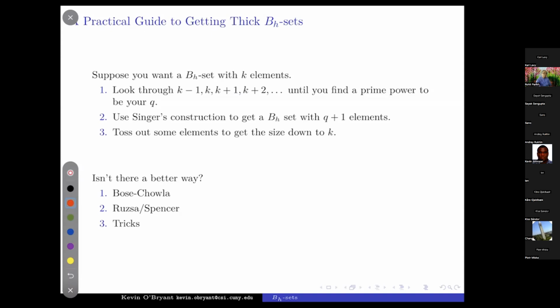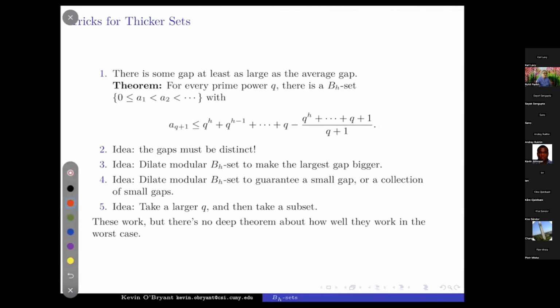But there's also quite a few tricks that we can use, and I've already talked about that a little bit. We can dilate and translate to try and do better, so that when we throw out elements to get it down to size k, maybe something better happens. All right, so here are some of the tricks that people have used. One is that you don't just have a gap at the end, you can move to have the largest gap. Right, so you've got q+1 elements mod n, that's q+1 gaps. You can move so that the biggest gap is at the end. And the biggest gap is at least as big as the average gap, so you get something.